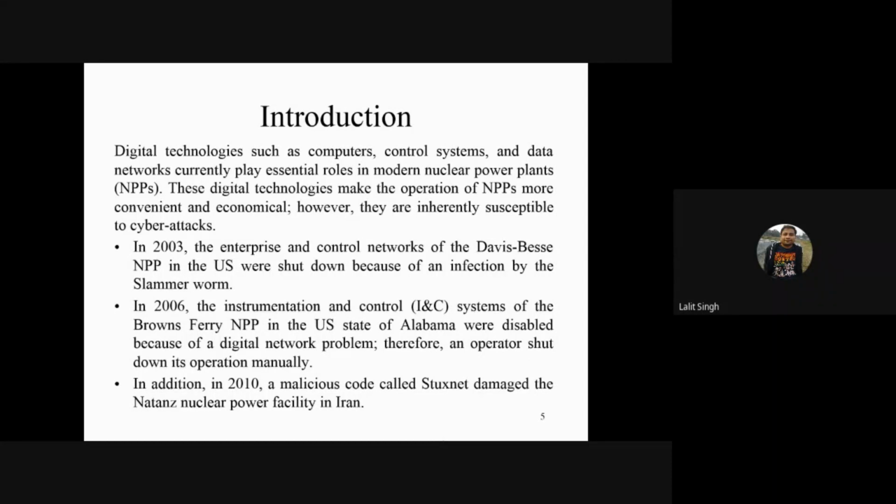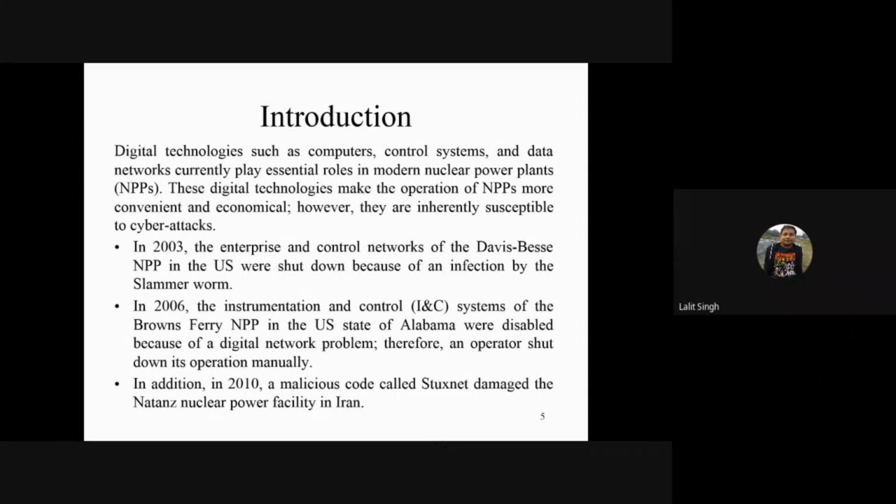So if you look at some of the accidents, in 2003 the enterprise and control networks of the Davis-Besse nuclear power plant in the US were shut down because of infection by the Slammer worm. And when any nuclear power plant remains shut down for 24 hours, it is a loss of millions of dollars.